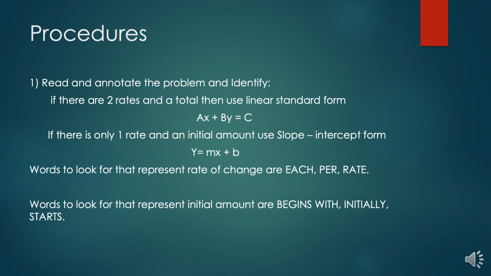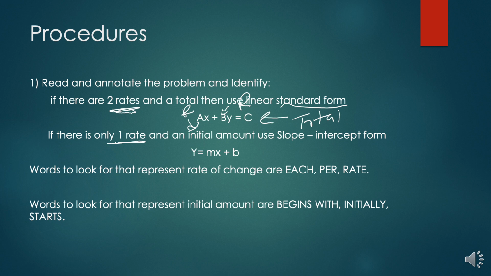All right, first thing you need to do is make sure you read and annotate the problem and identify the following things. So when you're reading, and there's two rates right here, you're gonna use standard form, which is ax plus by equals c. So where a is a rate, I'm gonna put R for rate, B is another rate, and C is the total. So if the problem sounds like it has two rates, and especially if it mentions the total, then you're gonna use this one.